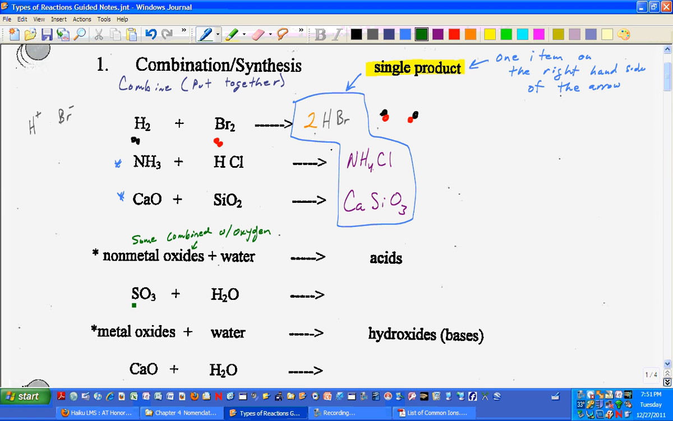If I take a nonmetal oxide, such as sulfur trioxide, I've got sulfur, nonmetal, combined with oxygen, so sulfur trioxide, mix that with water, react that with water, I'm going to wind up with an acid. The acid that I'm going to wind up with is sulfuric acid, H2SO4. Again, I'm coming up with one product.